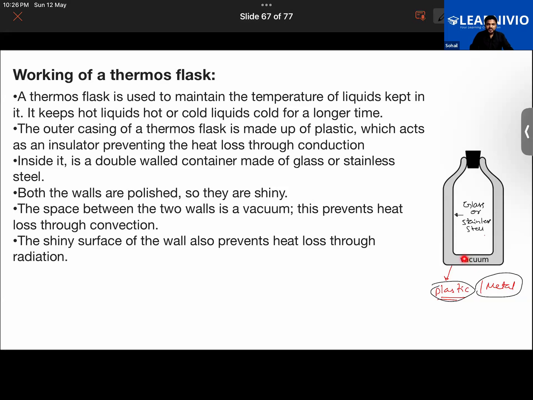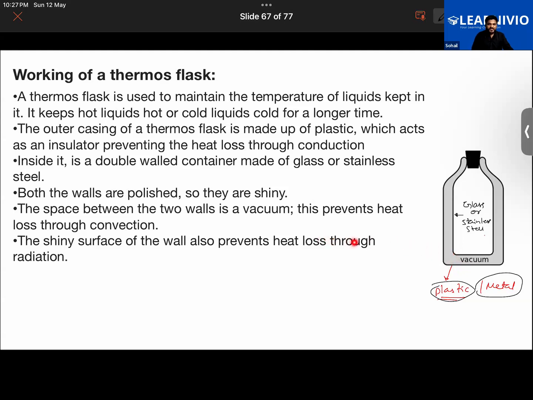So several things are happening here. Due to the vacuum, heat will not escape from inside the thermos flask via convection. If it were filled with air, the heat would be lost through convection. But since there is a vacuum, heat will not be lost through convection, because convection requires a medium, and you are not providing any medium; you have a vacuum over here.